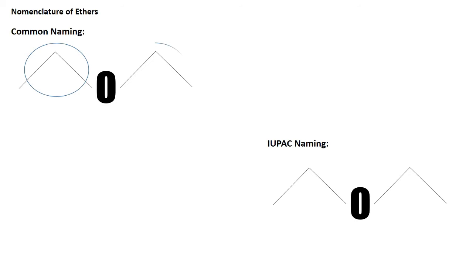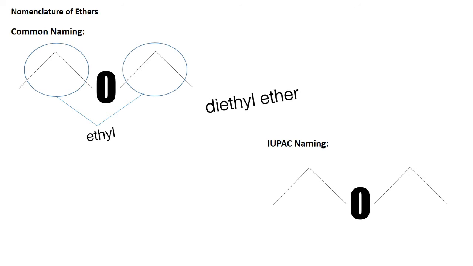Here is an example of an ethyl group, and this over here is also an ethyl group. Since there are two ethyl groups present, this will be diethyl ether. And this ether over here tells us that there is an oxygen atom between the two ethyl groups.